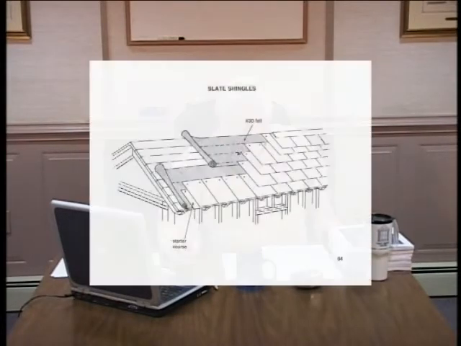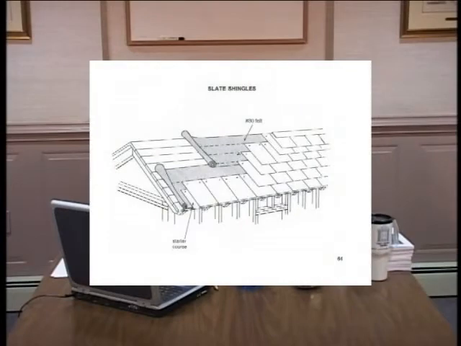Now, let's go to page 164. That's also done by the square. And what's a square? Square feet divided by 100. Okay, slate shingles.